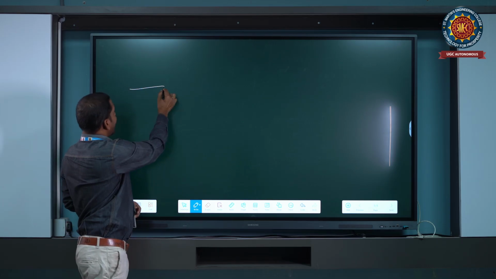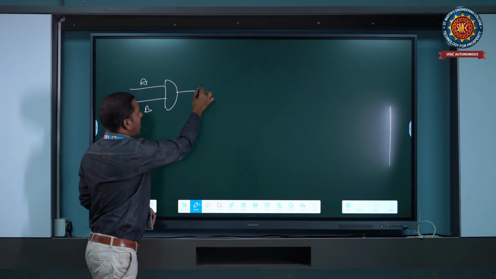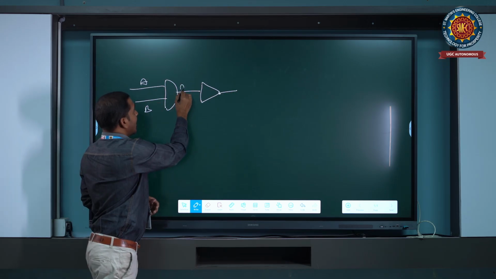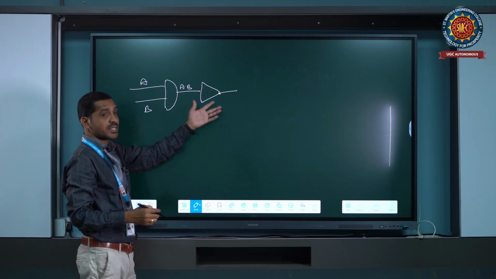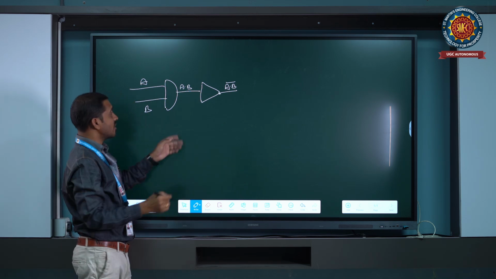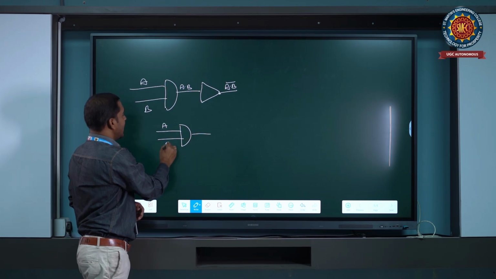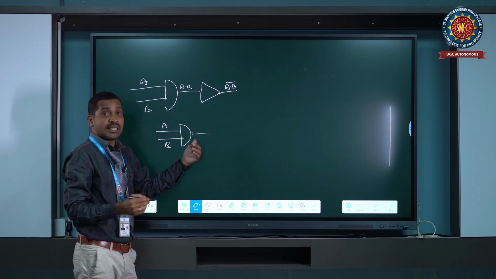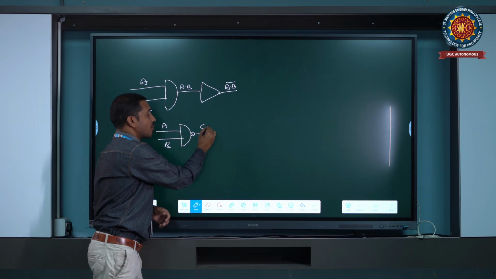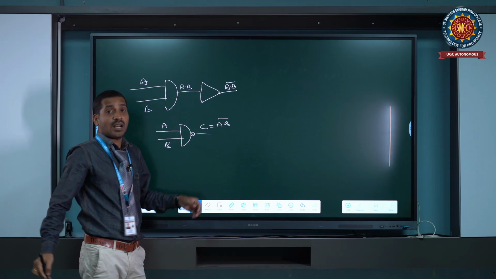Okay, the AND gate is followed by a NOT gate. A and B are the inputs, so A dot B, then it produces the output A dot B bar. At the output side, you draw the circle, and the circle represents the NOT gate. A and B are the inputs, and C is the output, which is A dot B bar. This is the output of the NAND gate.